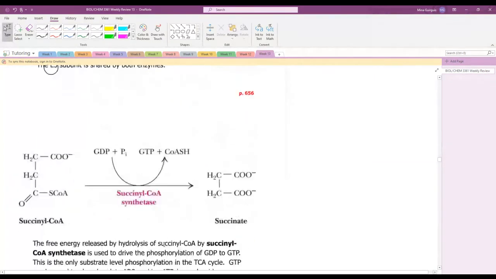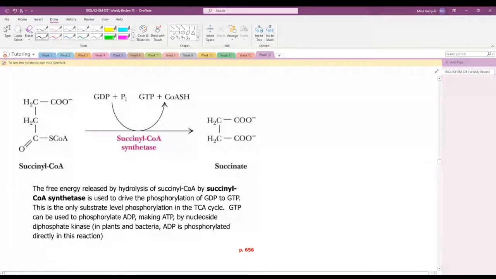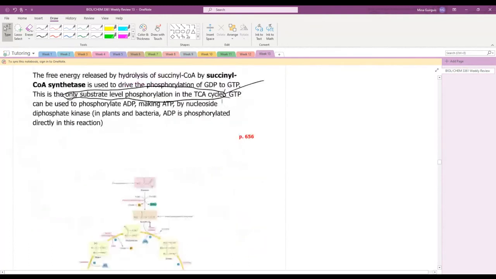Okay. Now we get succinyl CoA. And succinyl CoA is going to give us that GTP that we talked about. So this is a very, very, very spontaneous reaction that releases a ton of free energy. So this free energy that's released drives the phosphorylation of GDP to GTP, and that phosphorylates ADP into ATP. Okay. So one thing that I really want to point out here is this is the only substrate level phosphorylation in the TCA cycle. I've seen this question on several different exams in the past. They love this question because it shows whether you're paying attention. Okay. And as another important note, in plants and bacteria, you don't really have to go through GTP. You can go straight to ATP. Okay.